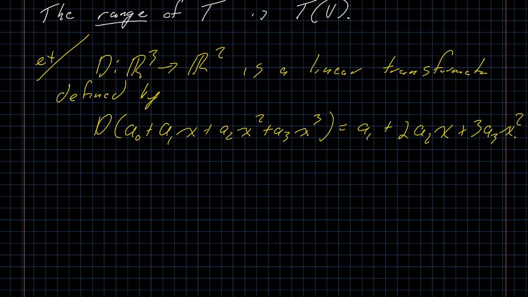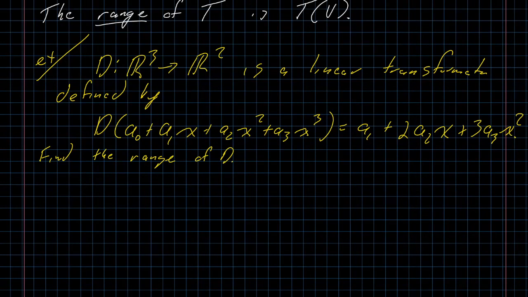Here's a linear transformation we've talked about previously. It is the derivative on third degree polynomials, D of a0 plus a1x plus a2x squared plus a3x cubed becomes a1 plus 2a2x plus 3a3x squared. We've shown previously that this is a linear transformation. And so we might be interested in finding the range of this transformation.